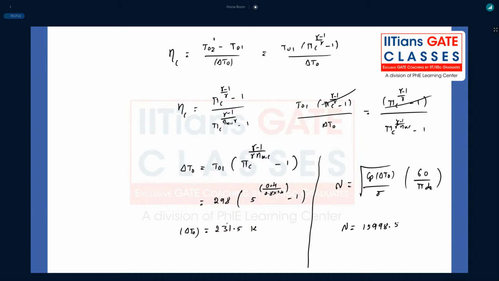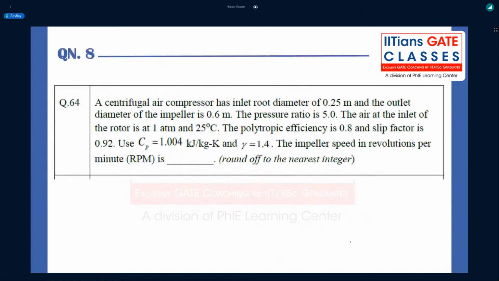They ask you to round off to the nearest integer, which gives 15,999. Right? So this is the final answer. You can also get something around 16,000. It is fine.